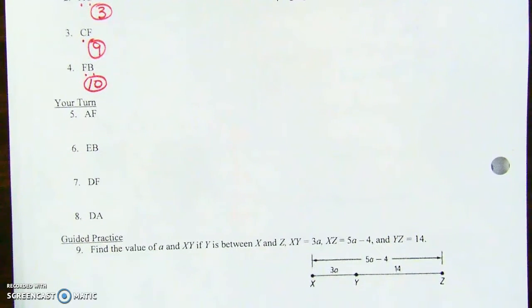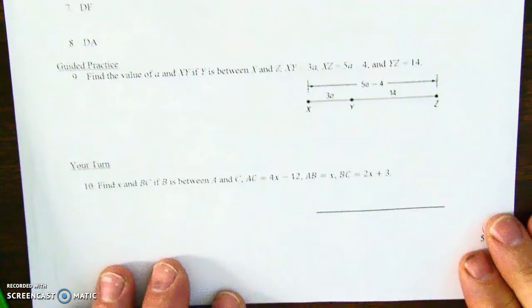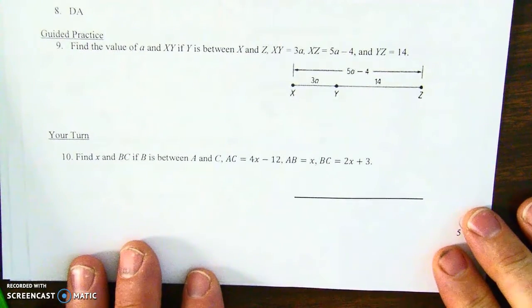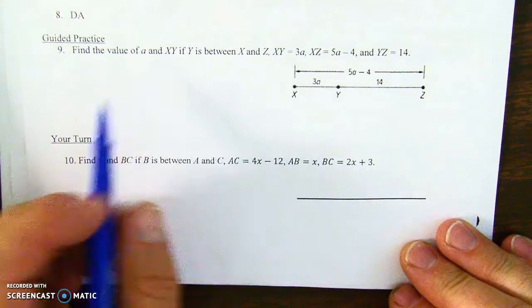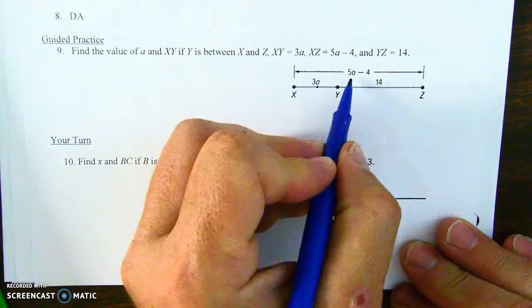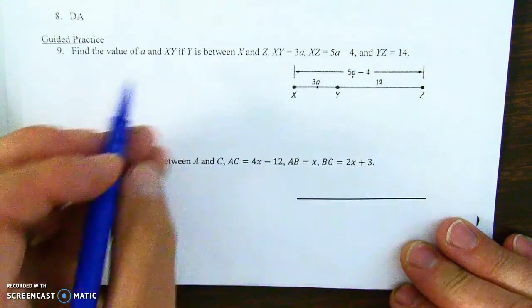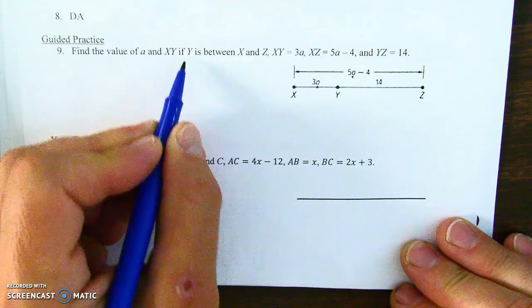Okay, let's go down to questions 9 and 10. Now we're going to involve a little bit of algebra. This gets a little tricky here, so I hope you pay attention. And if you're not sure, you're not alone in this scenario. Okay, so it says find the value of A. So we want to find A, which is the variable in each one of these equations.